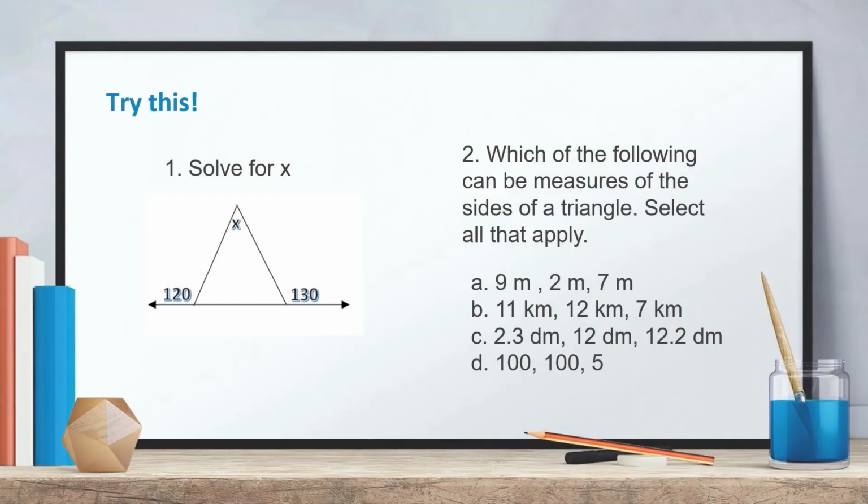And now it's your turn. Get your paper and pen and do this activity.